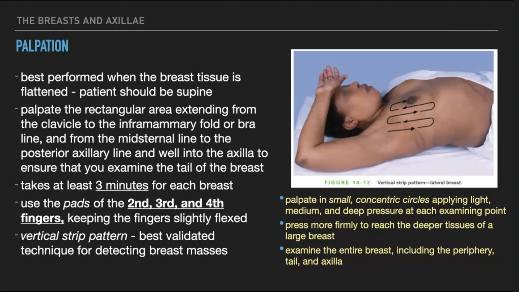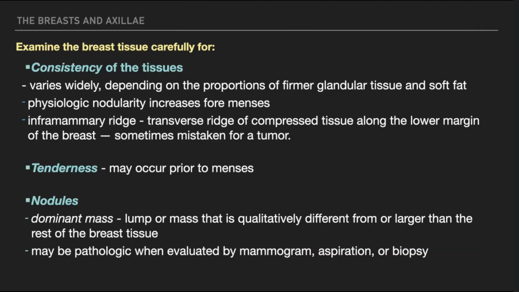So next would be the medial portion. From the axilla to the lateral portion of the breast, now to the medial portion. More or less it's the same pattern that we use. You have to examine carefully for consistency of the tissues because they vary widely, and some would have physiologic nodularities before menses, and inframammary ridge.